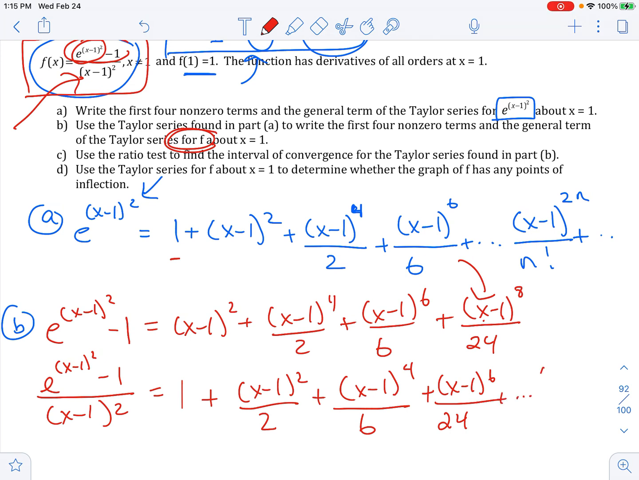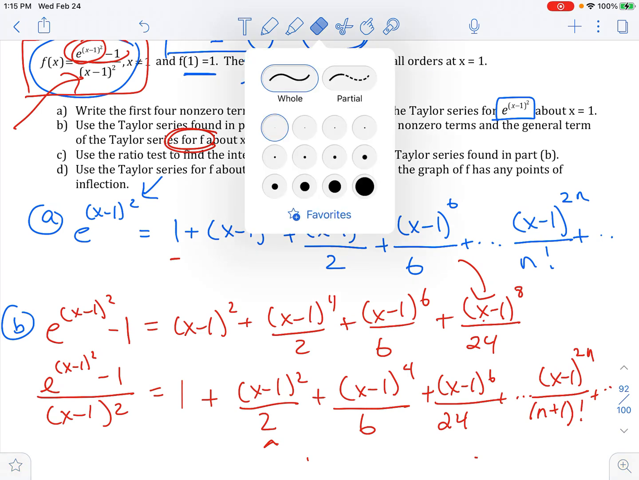And then our general term is x minus 1 to the 2n over n plus 1 factorial here. If you look at the pattern, this is really 2 factorial, this is 3 factorial, this is 4 factorial. So notice here I had to start on the top at n equals 0. So if I do that, I have to have an n plus 1 factorial on the bottom. Okay, so that takes care of part B.